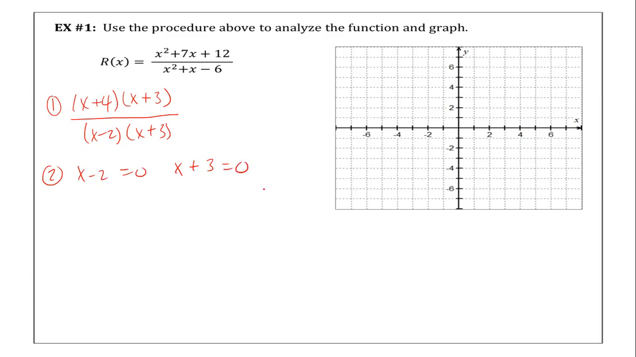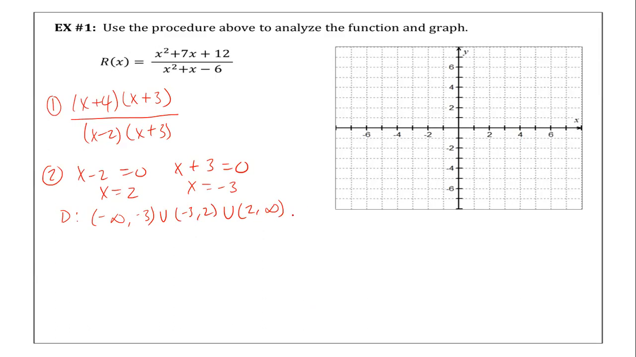It's not asking what it is, it's asking where it is, right? Your domain is saying where all this is happening on your x's. So we have x equals 2, x equals -3. We may or may not know which is a hole and which is an asymptote, but we do know that these are problems in our function, right? Okay, so my domain is from -infinity to -3, -3 to 2, 2 to infinity.